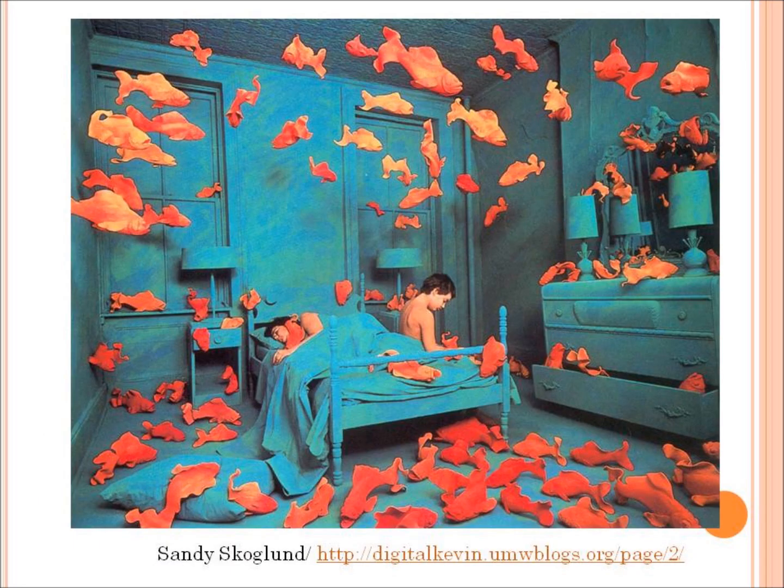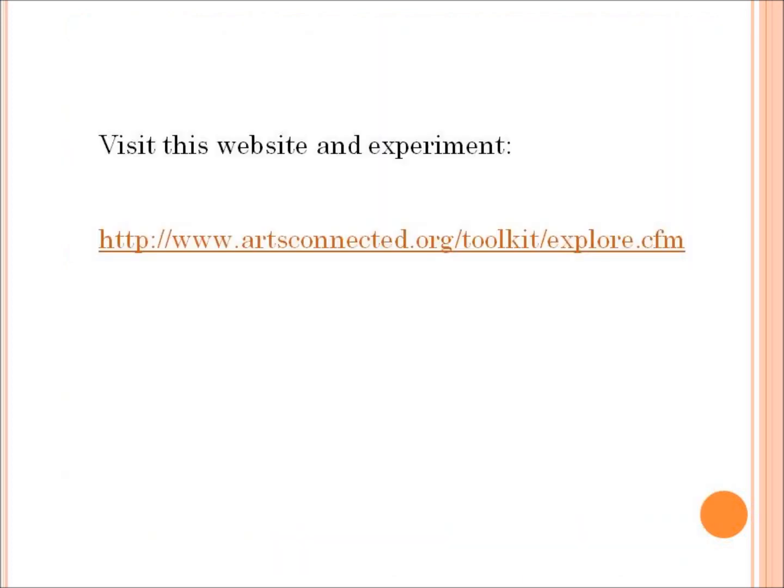22 is an example of color being used by Sandy Skokland. She also uses, obviously, a lot of other different types of elements in her artwork, because she does sculpture. She uses a lot of texture, space. She also photographs everything that she does, so this is actually a photograph of her sculpted artwork in a staged setting.